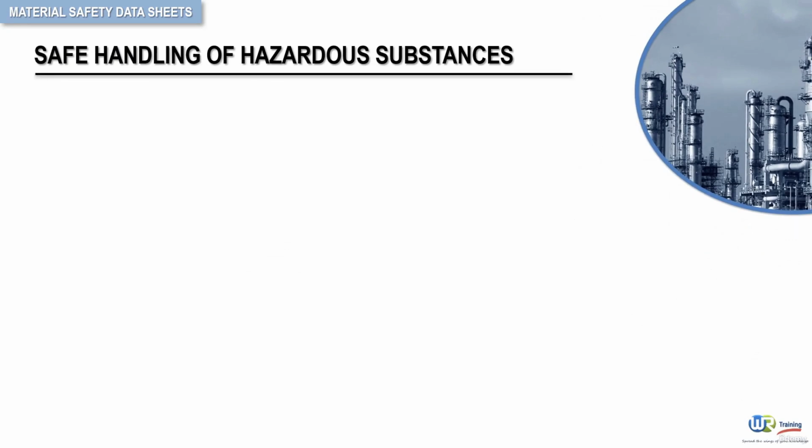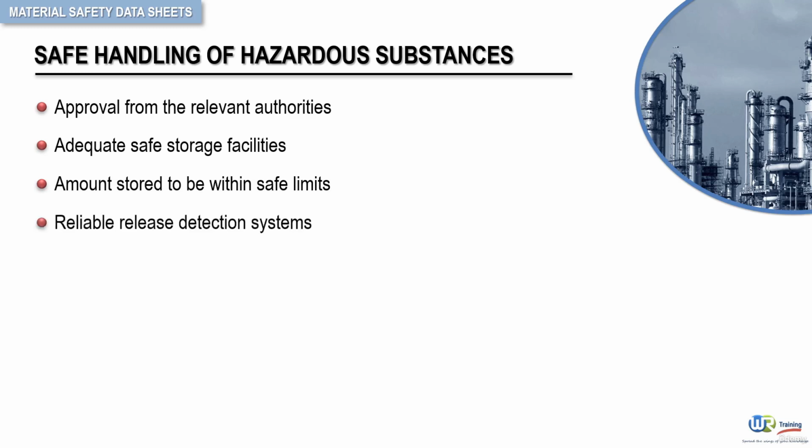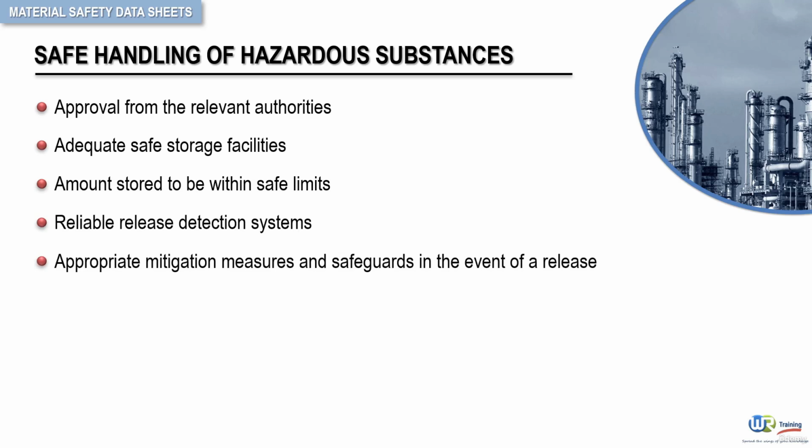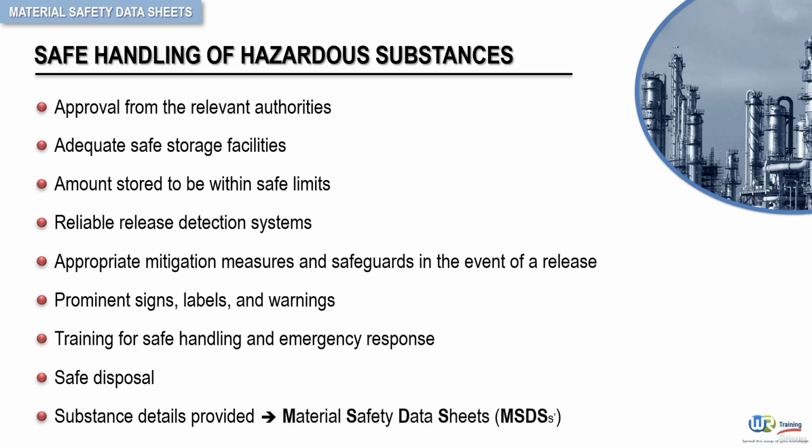When hazardous substances are used or handled, several issues must be considered. They include, among others, approval from the relevant authorities, adequate safe storage facilities, amount stored to be within safe limits, reliable release detection systems, appropriate mitigation measures and safeguards in the event of release, prominent signs, labels, and warnings, training for safe handling and emergency response, safe disposal, and substance details, and in particular, the safety data sheets.